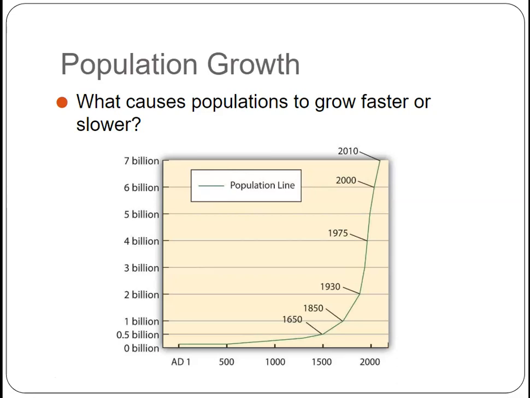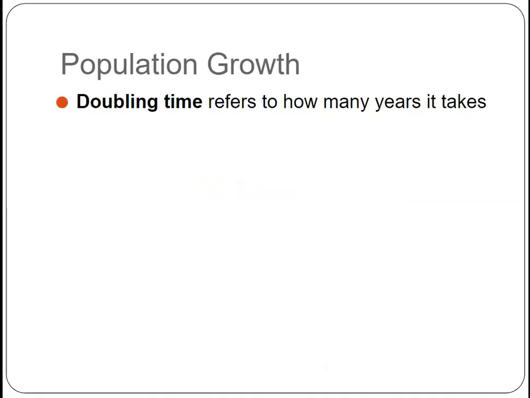And so, how do we measure that? And why does it change the way it does? All right. Currently, our population is slowing. We are still increasing, but we are increasing at a slower rate than we have been previously. Okay. So, one way we measure this is doubling time.